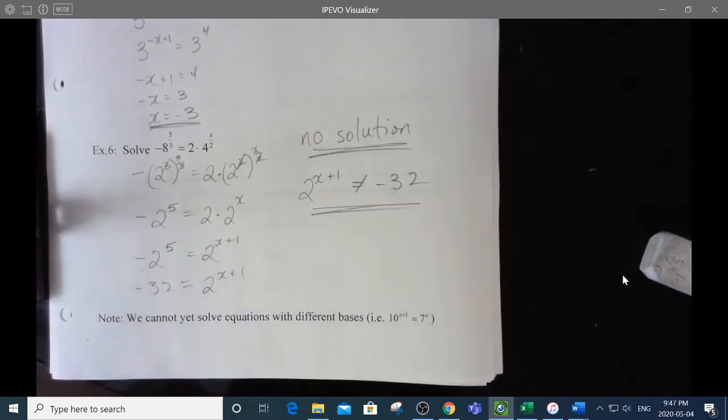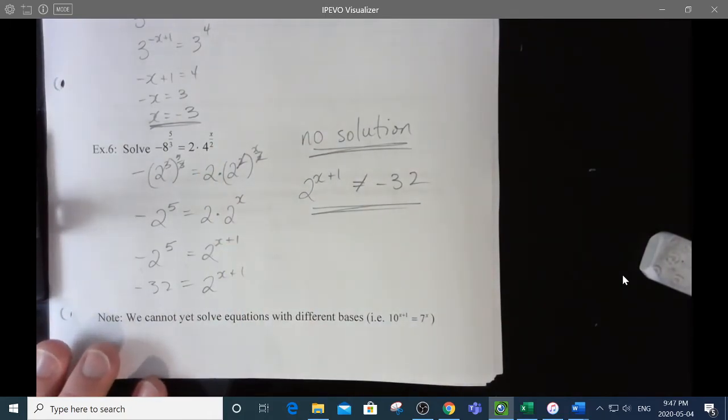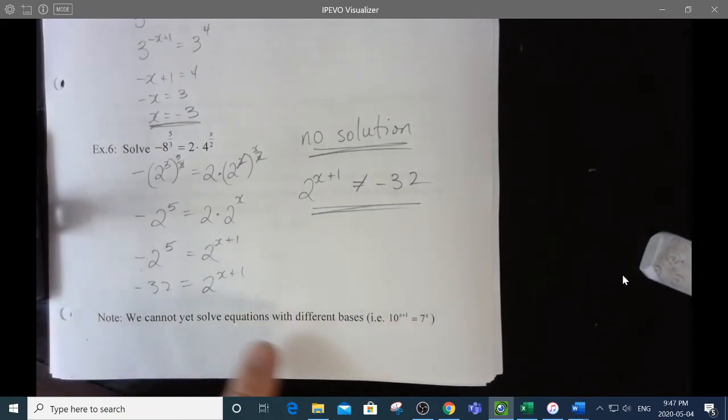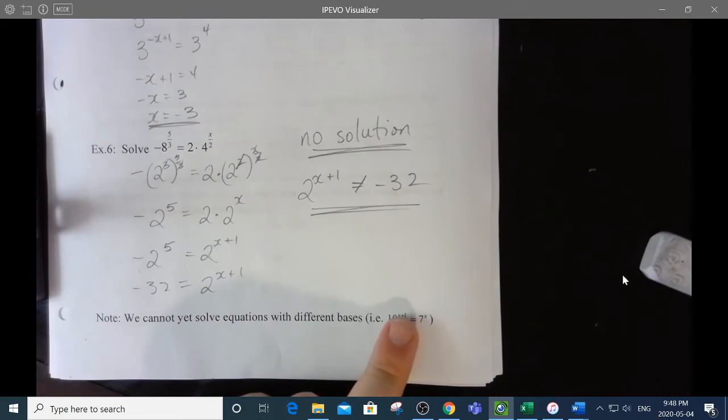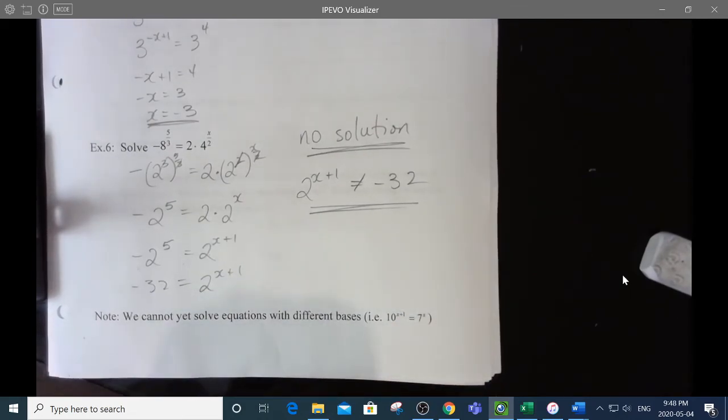Now, up to here, we're dealing with some fairly fancy algebra, but everything's based on the power laws that we learned in grades 9 and 10. We have not yet learned how to solve equations where I have exponents that have variables in them and the bases are not the same number. That's coming up later on in this chapter.